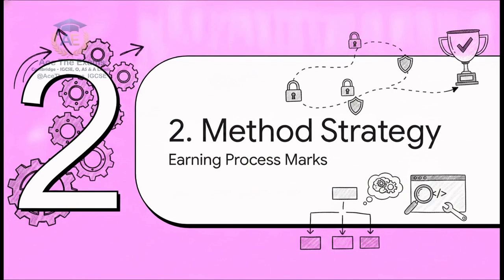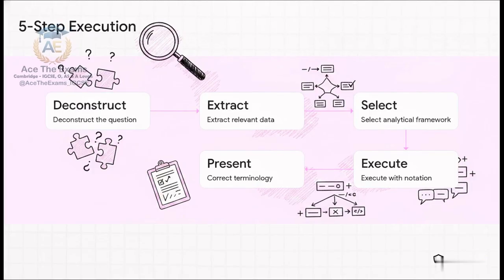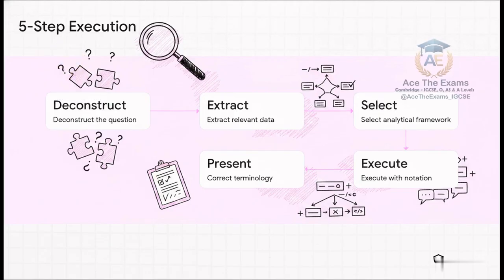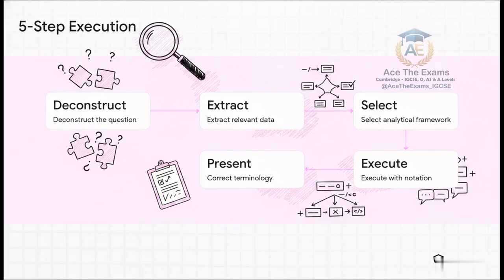Section 2. Method mark strategy. Earning marks for the process. Now we're moving into the transformation phase. When tackling complex Paper 2 problems on malware prevention, this 5-step execution framework is your ultimate procedural blueprint. Step 1. Deconstruct the question. This means decoding the specific command words like evaluate, compare, or describe. This is where Sam always messes up by rushing.